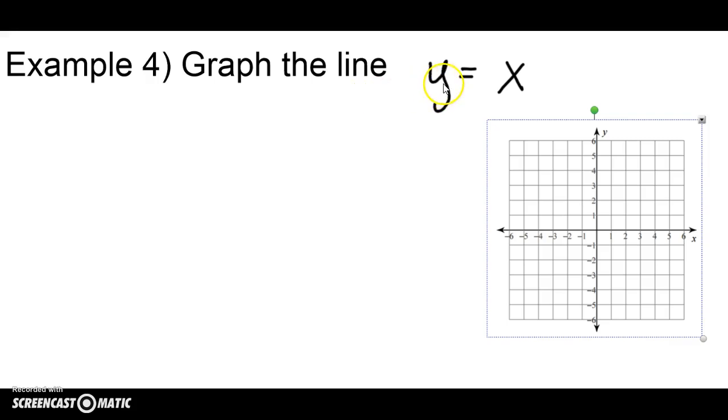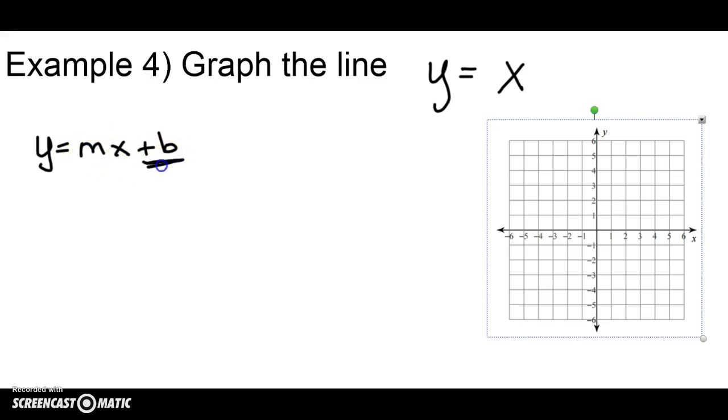Example 3 is y equals x. So you might look at this and say, how am I supposed to graph this? Let's go back to our slope-intercept form, which is y equals mx plus b. Let's compare this to y equals x.